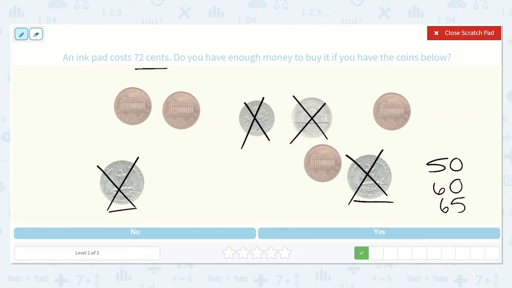And then I count up 1, 2, 3, 4 more because I have 4 pennies. So I have 1, 2, 3, 4 more. So 65, 66, 67, 68, 69. If I have 69 cents, do I have enough to buy the ink pad that costs 72 cents? No, not enough.